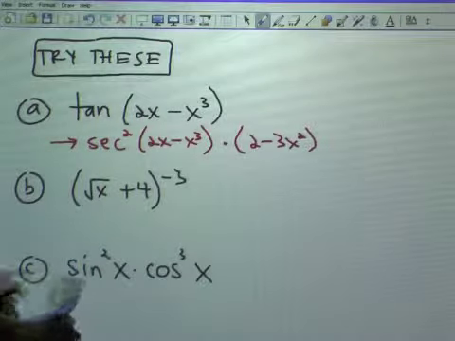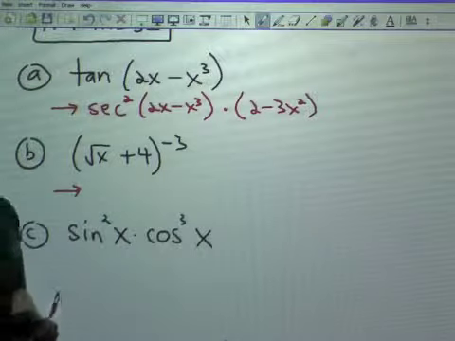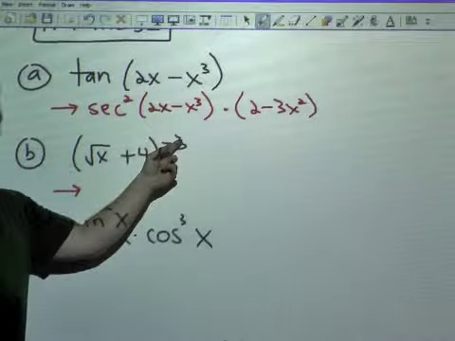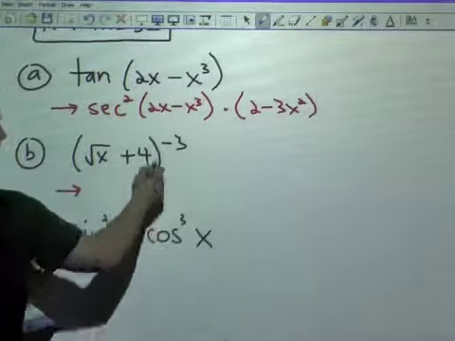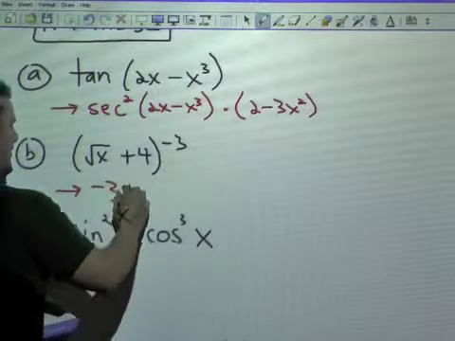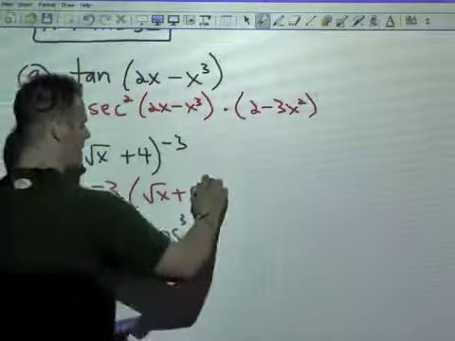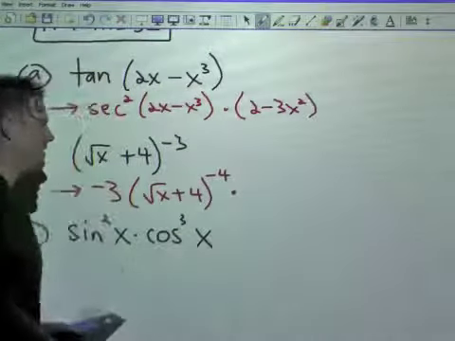Okay. All right, second example. This time, the outermost function is the negative 3. So it's like something to the negative 3 power. So the derivative of something to the negative 3 power would be negative 3 times that something, lower the power by 1, which makes it negative 4, times the derivative of the inside.